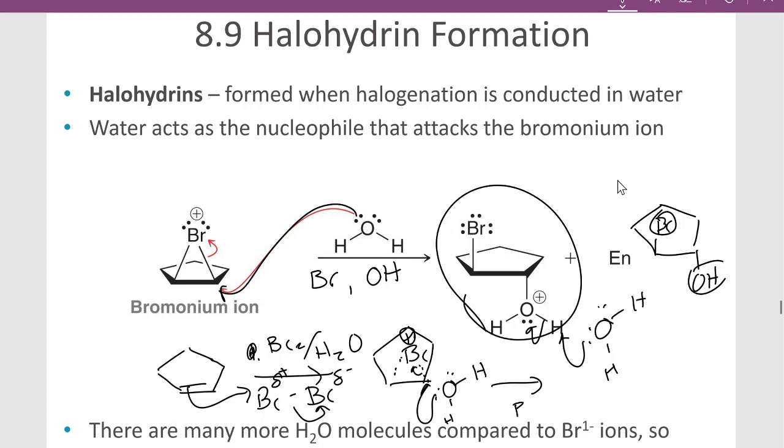This bromide is still hanging around, and it can act as a nucleophile and open the bromonium ion, giving us bromine and bromine added across the double bond. But since we use a high dilution of the bromine in water, there are many, many more water molecules than bromide ions in solution. So the water outcompetes the bromide, making this the major product.